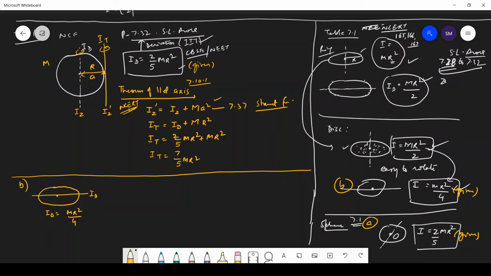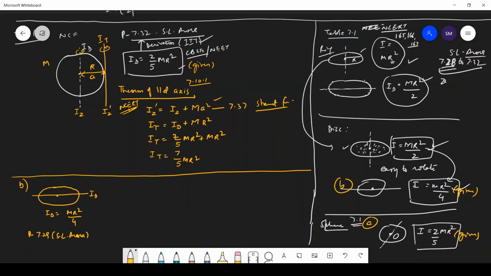We can derive it in SL Arora. The derivation, the whole disk concept, is on page 7.29 in SL Arora. Those who are interested in derivation and preparing for IIT, who want to be engineers, need to work a little bit harder. So I_D is equal to mr square by 4.